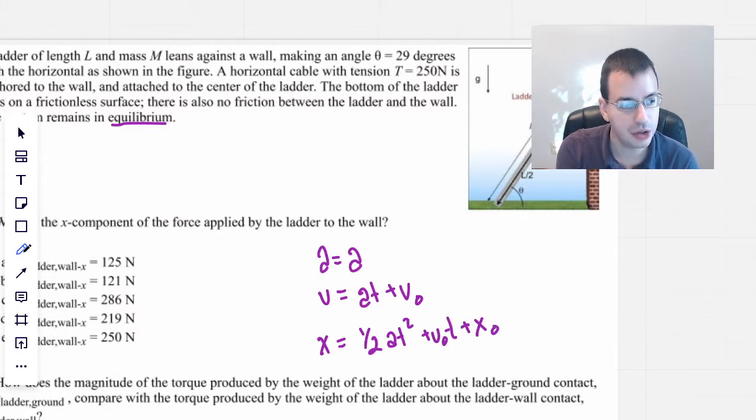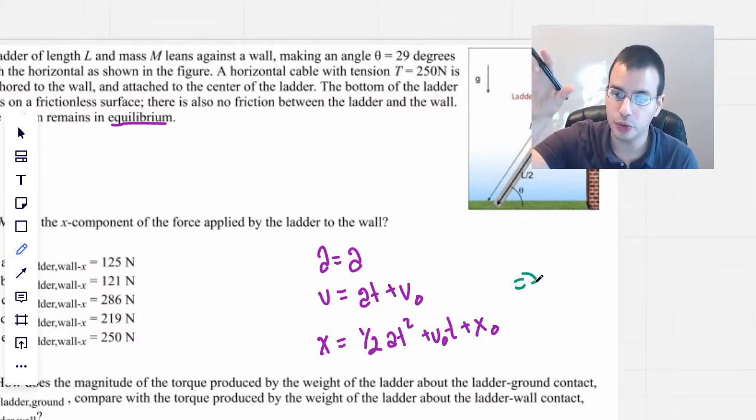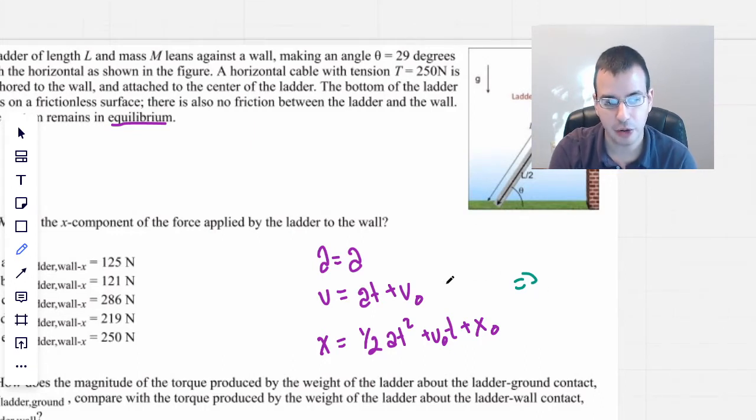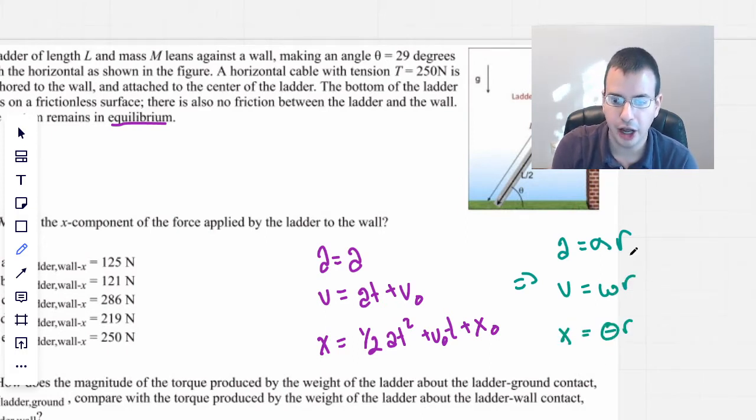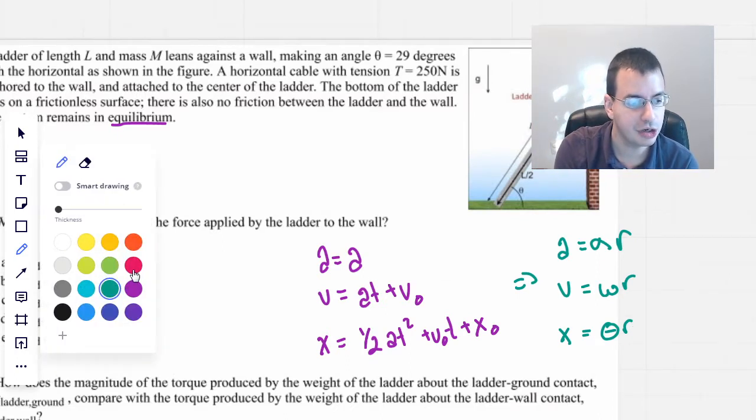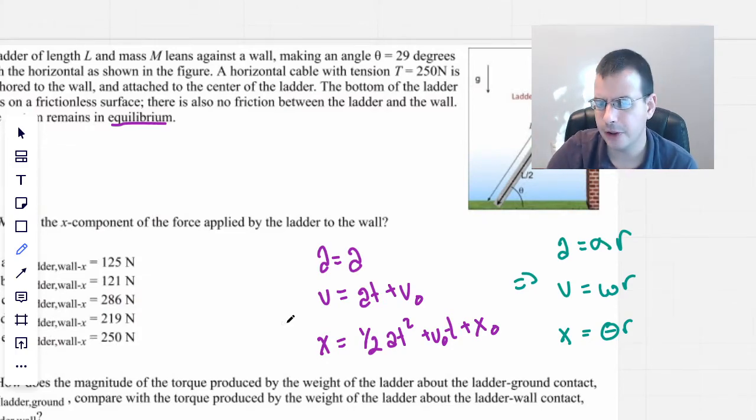And so what we're going to do here is pretty much the same as what we would do with the kinematic equations, except now we're going to use angular velocity, acceleration, and rotation. The conversion between the two is a equals angular acceleration times radius, v equals omega r, and x equals theta r. These aren't necessarily all that intuitive, but it makes sense from a dimensional analysis point of view.